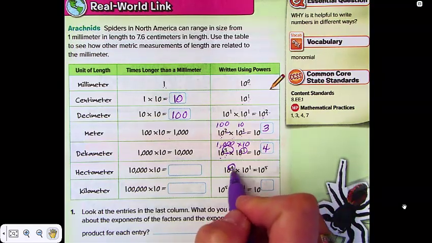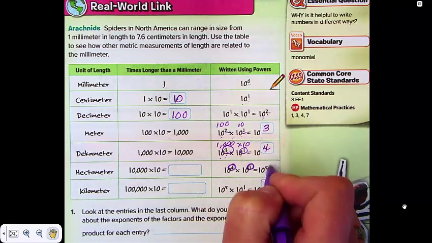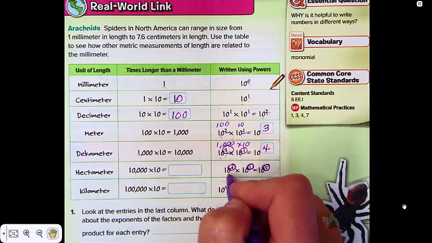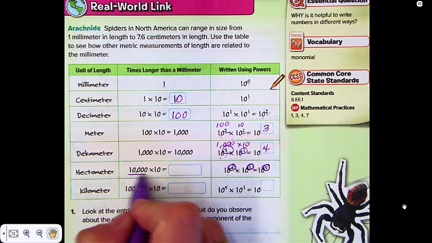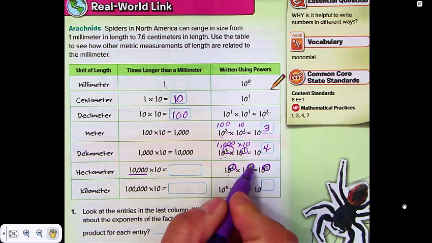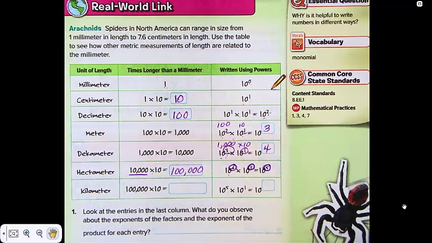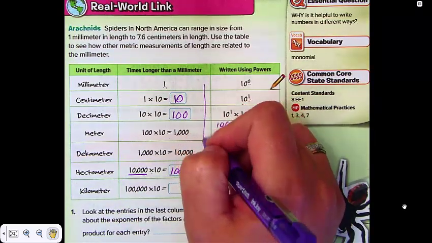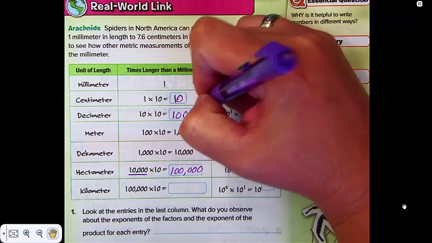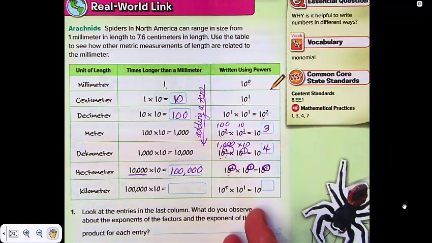Well, I have 4 tens here. I have 1 ten here, so 4 plus 1 should give me my 5, and it does. And 10 to the fourth power is 10,000. And when I take 10,000 times a single 10, or 10 to the first power, I end up with 100,000. Hopefully you see that as I'm going down, I am just adding a 0. As I move down the chart, you're adding a 0 to each number.